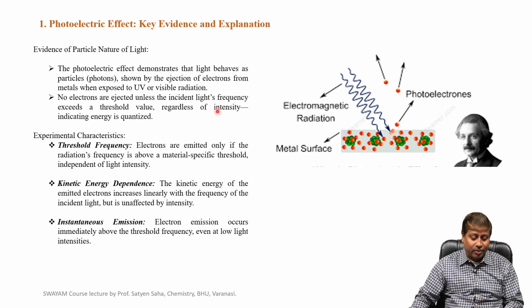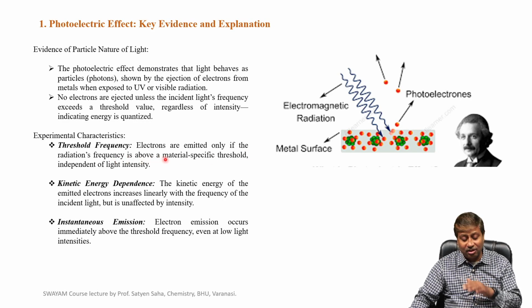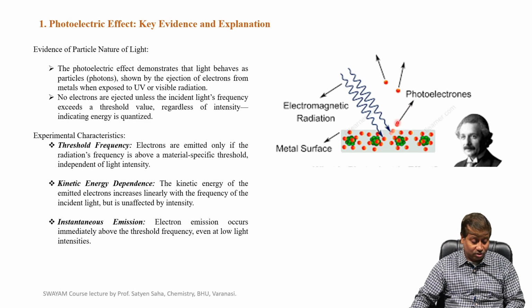So, intensity is not a matter, it is frequency. He said that the characteristic is the threshold frequency: electrons are emitted only if the radiation, the incoming radiation falling on the surface, has a frequency above a certain limit, and that depends on the material. That is called threshold frequency. If the frequency is above that limit, then it can kick out an electron, otherwise not.